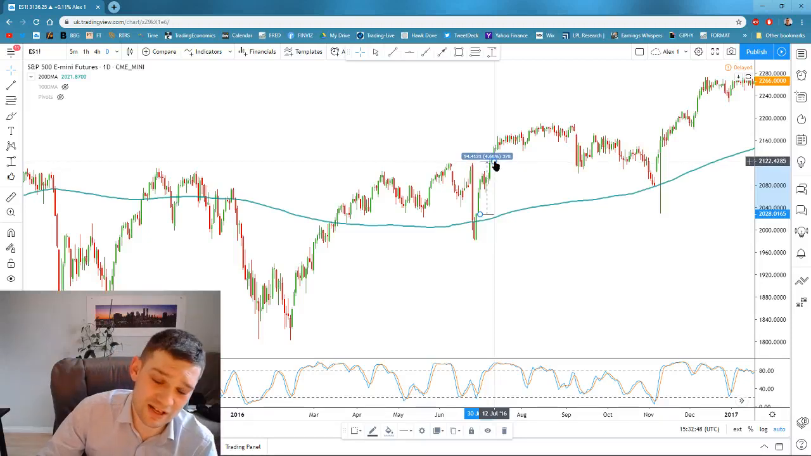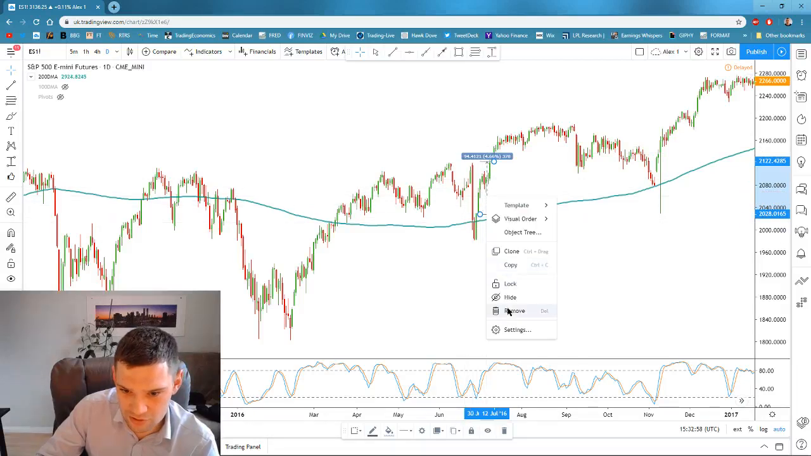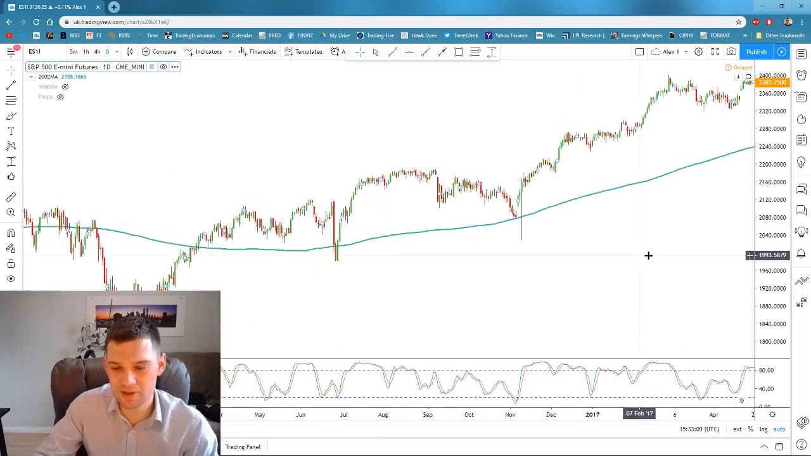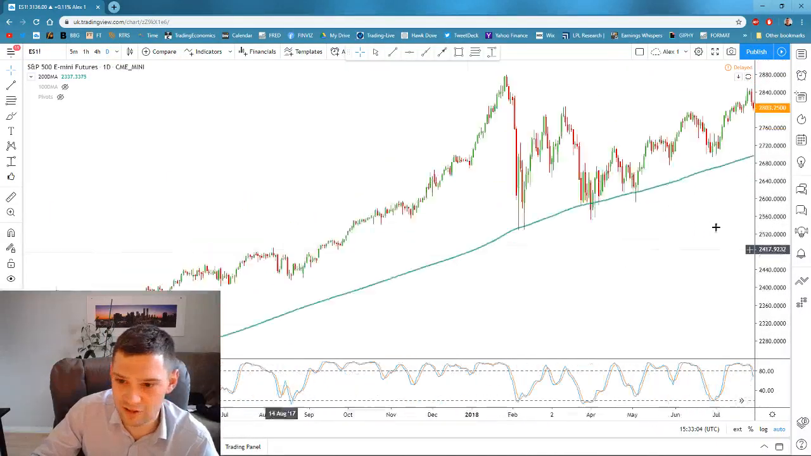So 100 points. That's actually 2 to 1. Not a great trade, right? So is there any way that we can boost this? Well, of course there is. I wouldn't be able to scroll back as far, but I'll show you what I mean with an example closer to where price is currently trading.